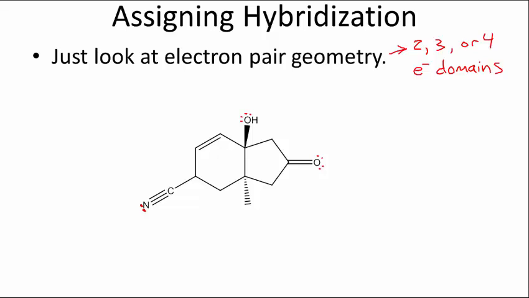I'd like you to get to a point where you don't need to draw in the hydrogen atoms, but if it helps you, you can draw in the implied hydrogen atoms. So for instance, here there'd be one implied hydrogen, here there'd be one implied hydrogen, here there'd be one implied hydrogen.